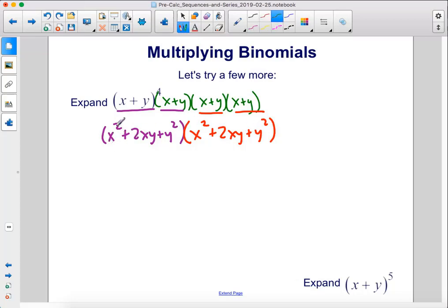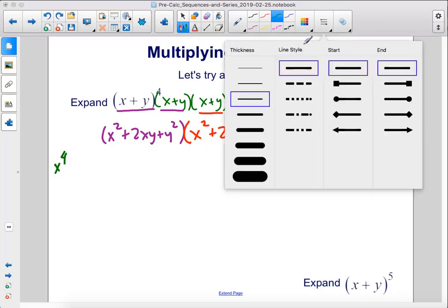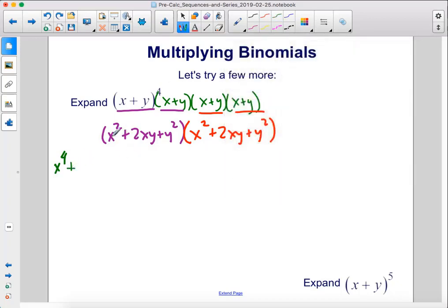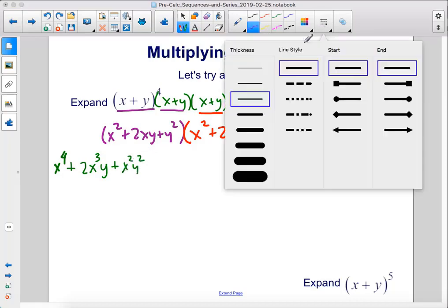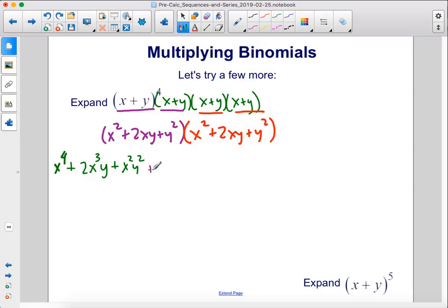So we begin with our first term here, x squared, and I'm going to multiply it by each of these. So x squared times x squared is x to the fourth, plus we have x squared times 2xy, so that's 2x cubed y, plus x squared times y squared. Now I'm going to move on to this term here. 2xy times x squared is 2x cubed y. 2xy times 2xy is 4x squared y squared. 2xy times y squared is 2xy cubed.